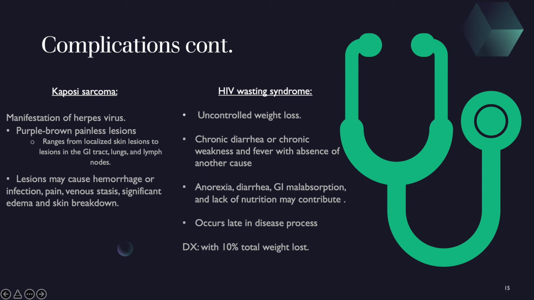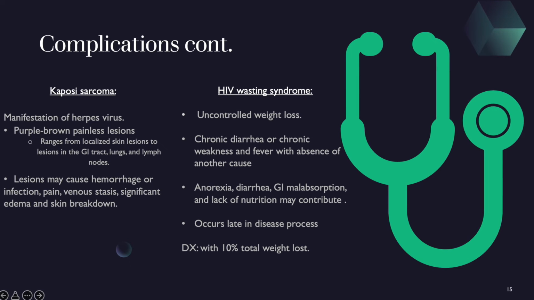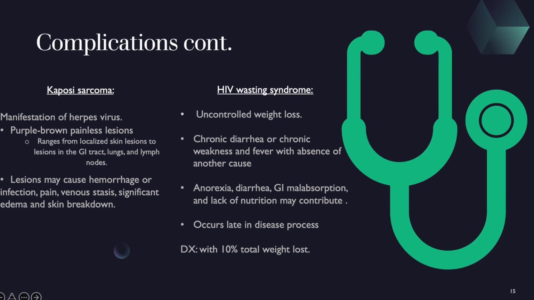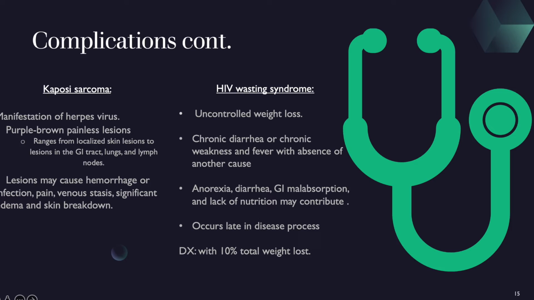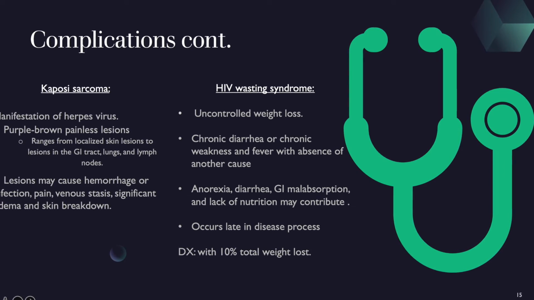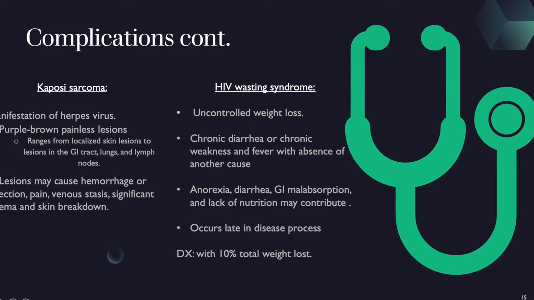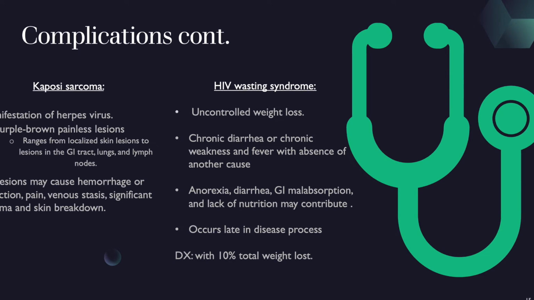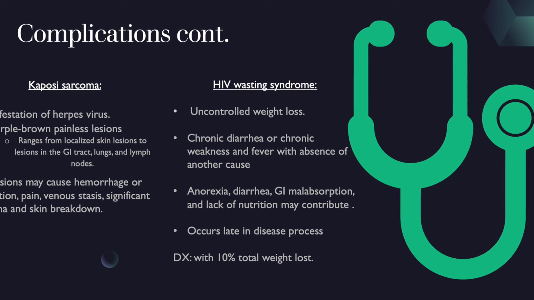I'm going to touch on these two main complications of HIV and AIDS quickly. I mentioned them in the last slide, but real quick, Kaposi sarcoma. It's a manifestation of the herpes virus. Purple, brown, painless lesions. It can be localized skin lesions to the lesions being in the GI tract and the lungs and the lymph nodes. So it can get pretty systemic. They may cause hemorrhage or infection.